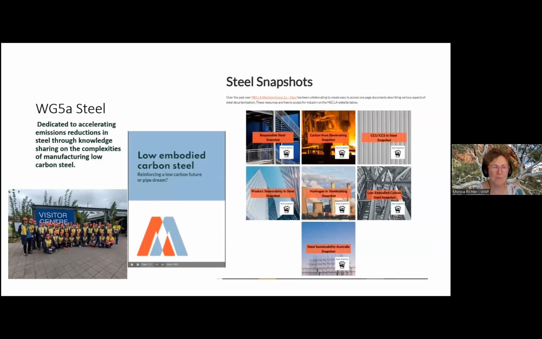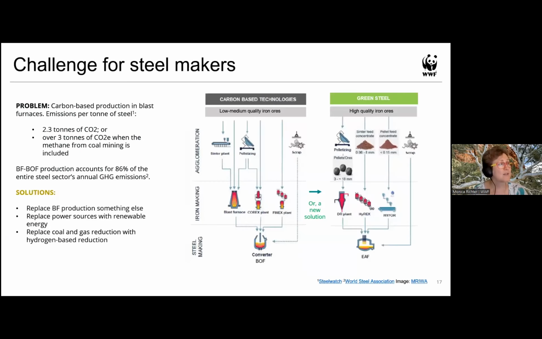So let's talk about some of the material suppliers. Each of the working groups has been very busy over the last 12 to 18 months. We've developed a series of steel snapshots so you can understand hydrogen, carbon capture and storage, and responsible steel, which is one of the certification processes. We've got a 10-page brochure. And at the beginning of this year, we did a deep dive, went for a visit to the BlueScope steel plant, which was so fundamental to really understanding some of the major challenges that steel faces.